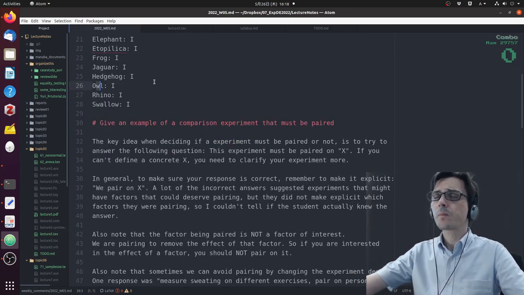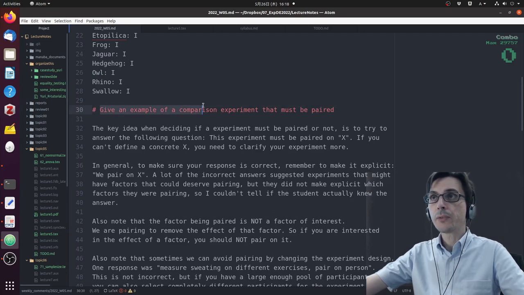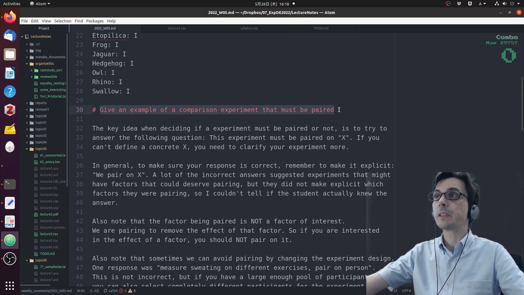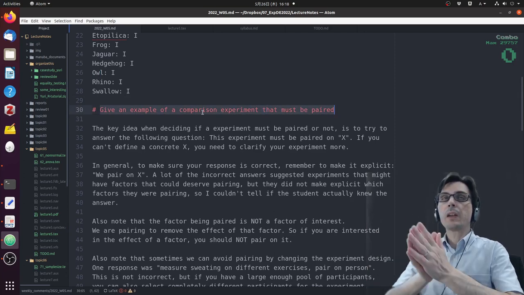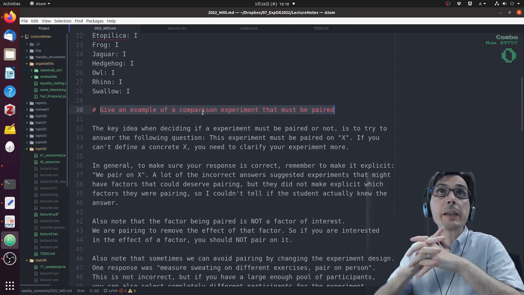Now, I asked 2 questions related to the class, and I wanted to go with those. So first question was, give an example of a comparison experiment that must be paired. So let me talk a little bit. About half of the people got this question right.